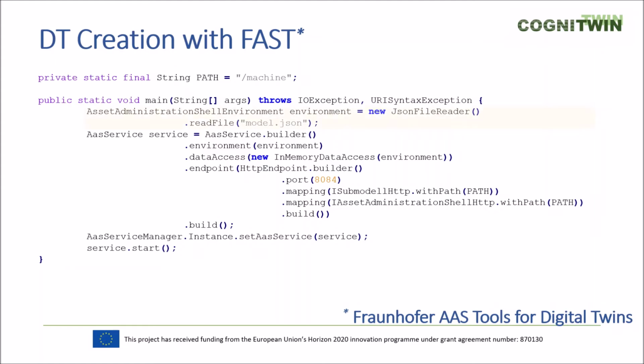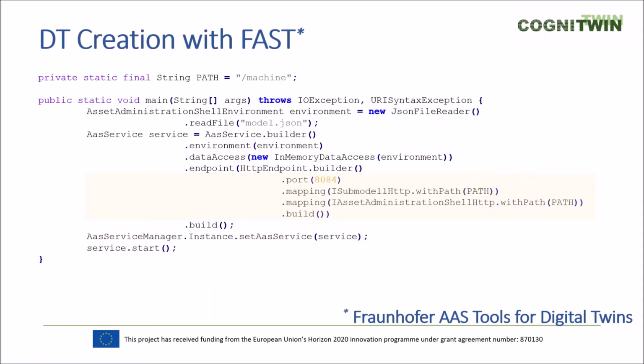First of all, we read in our model to create a so-called environment. After that, we can use the convenient Fluent API to create and configure an AAS service by setting the environment, data access implementation, and endpoint implementation. The standard and the library allow for using different endpoints, for example HTTP, OPC-UA, or others. For the demonstrator, we are using an HTTP-based endpoint that needs to be configured with a port to listen on and some mappings defining the offered functionality of the AAS.